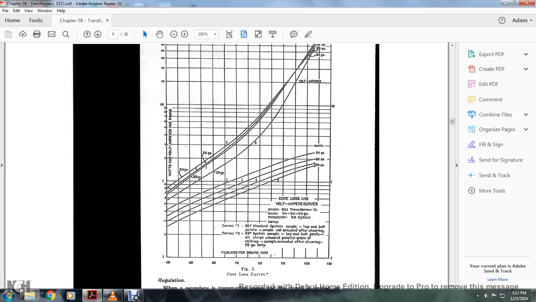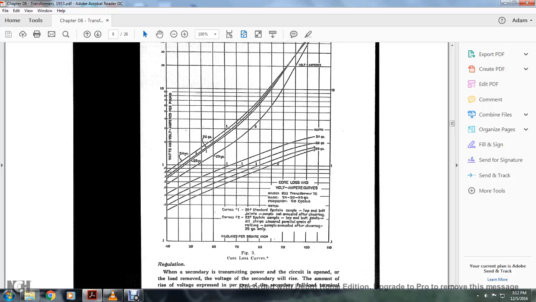Figure 3 shows the core loss curves, the core loss and volt-amperes, the grade, the gauge, the frequency, the note, and curves of grade 1 and grade 2. This is core loss curves by the watts and volt-amperes per pound by kilolines per square inch.